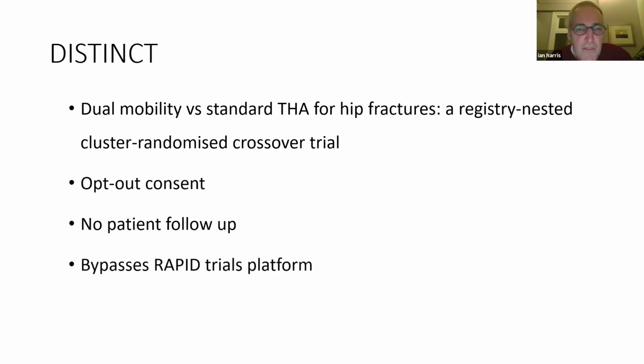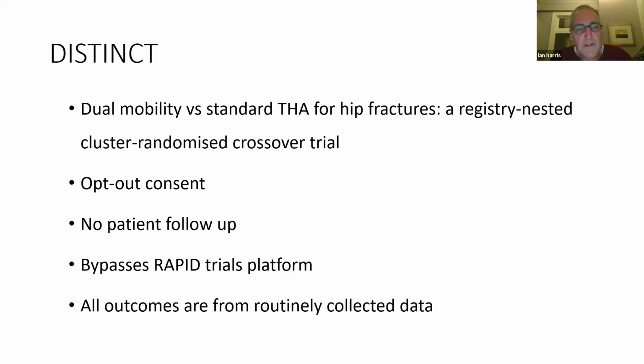This is the next one we're working on, and this is again part of John's PhD. So we're looking at dual mobility versus standard total hip for hip fractures. It's another large-scale cluster randomized crossover trial, but in this one, we're not even using the clinical trials platform because we don't need individual patient consent because both devices are being used as part of standard care, and all of the outcomes are being measured by routinely collected data. So this is hospital data and registry data about dislocations, death, reoperations, revisions. We've got all that data. So follow-up is already there. Next one.